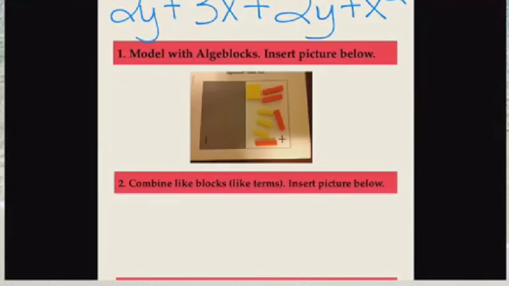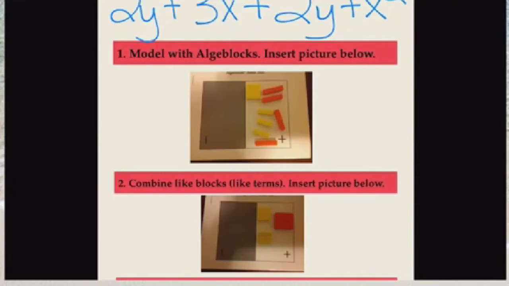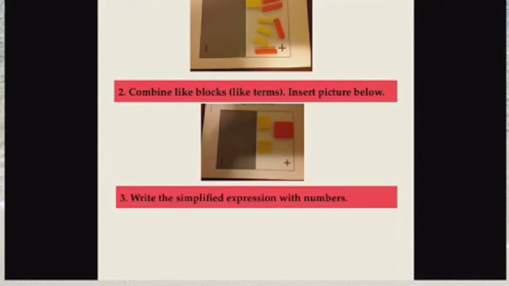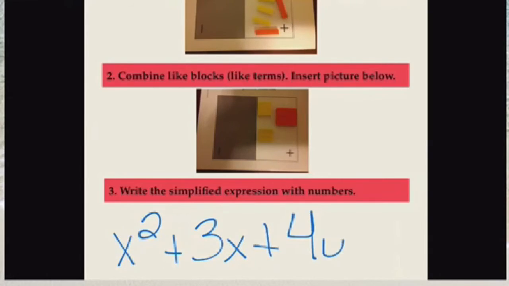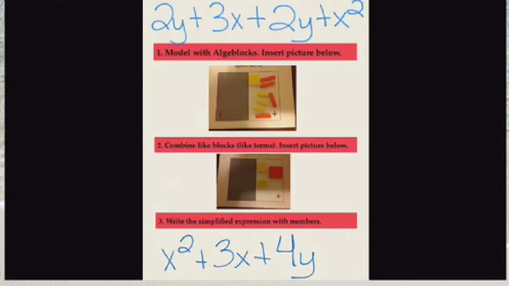So again, let's take our picture and drop that into GoodNotes. Okay, remember, our last step is to write the simplified expression with numbers. So, we're going to start with our x squared plus 3x plus, we've got 4y showing. Okay, so our simplified expression is x squared plus 3x plus 4y.